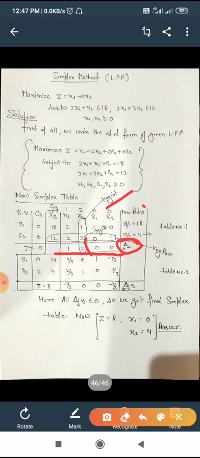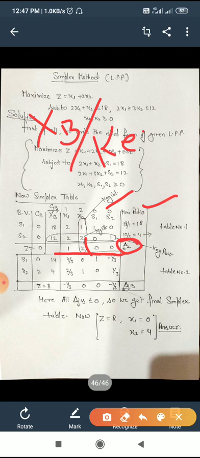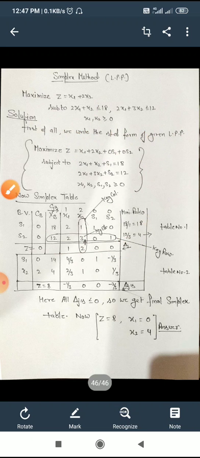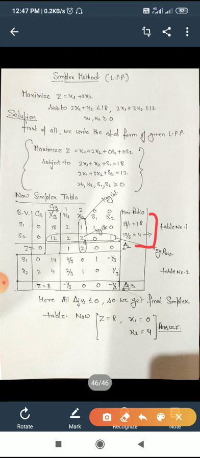Now we find the minimum ratio. Minimum ratio is XB divided by the key column element. So 18 upon 1 is equal to 18, and 12 upon 3 is equal to 4. The minimum of these ratios is 4.